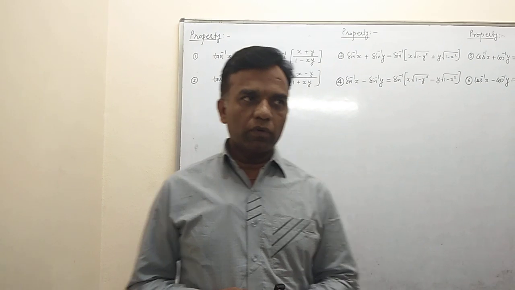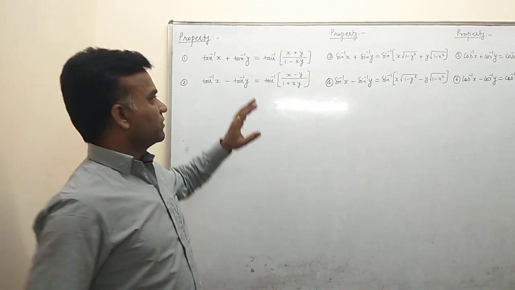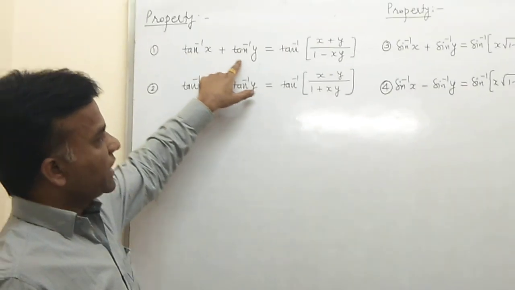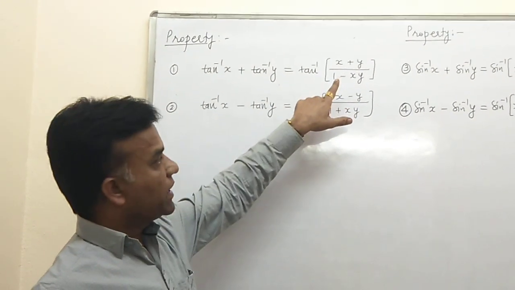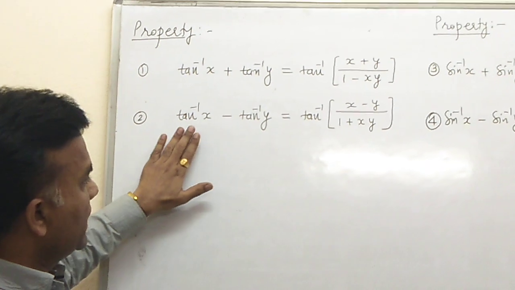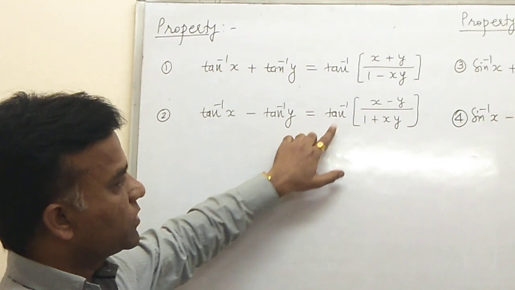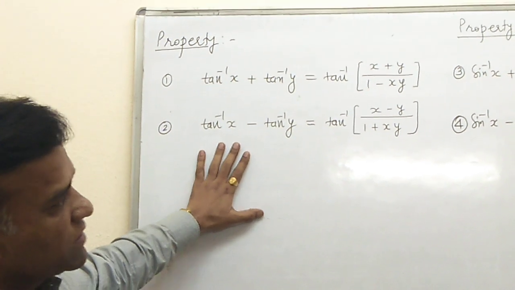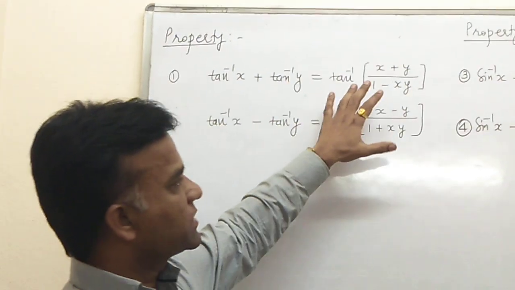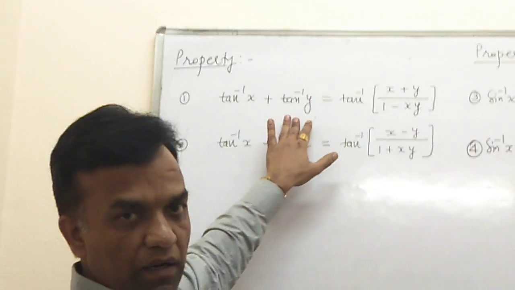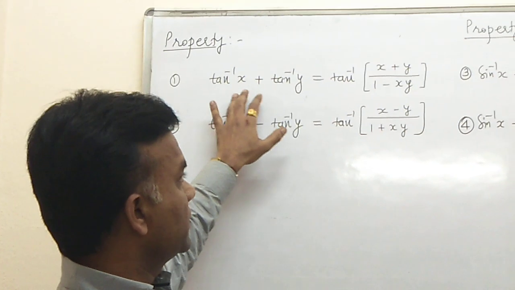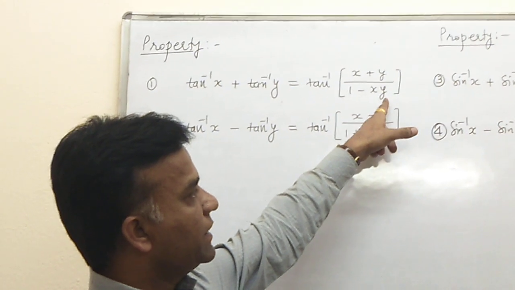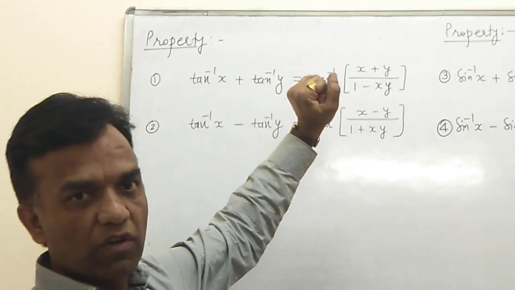But now there is one more property related to the inverse trigonometrical formulas: tan inverse x plus tan inverse y equals tan inverse of (x plus y) upon (1 minus xy), and similarly tan inverse x minus tan inverse y equals tan inverse of (x minus y) upon (1 plus xy). This is the general formula. We have to write the condition on x and y, because xy is important here: if the multiplication xy is 1, then this function is not defined.